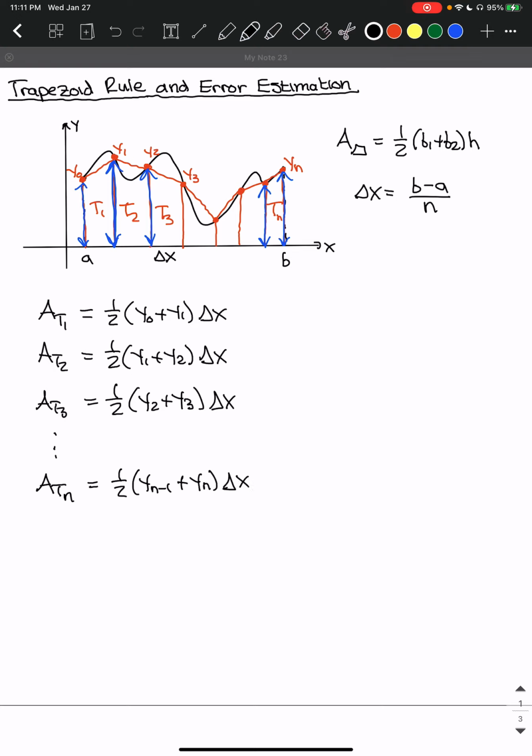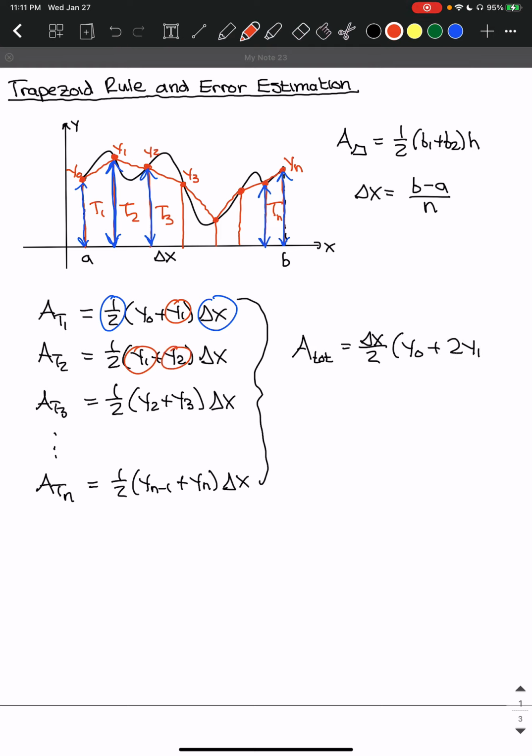And remember, we're supposed to add all of these up to find the actual area of the interval. So let's see what they have in common. My area of the entire thing, I'll say it's a total. They all have a 1/2 out front, and they all have this delta x. So I can make this delta x over 2. And now I have to look closely at all the terms involved. So I have a y0 from that first trapezoid, but notice I have two y1s. So I have plus 2y1. I also have two y2s, so I have plus 2y2.